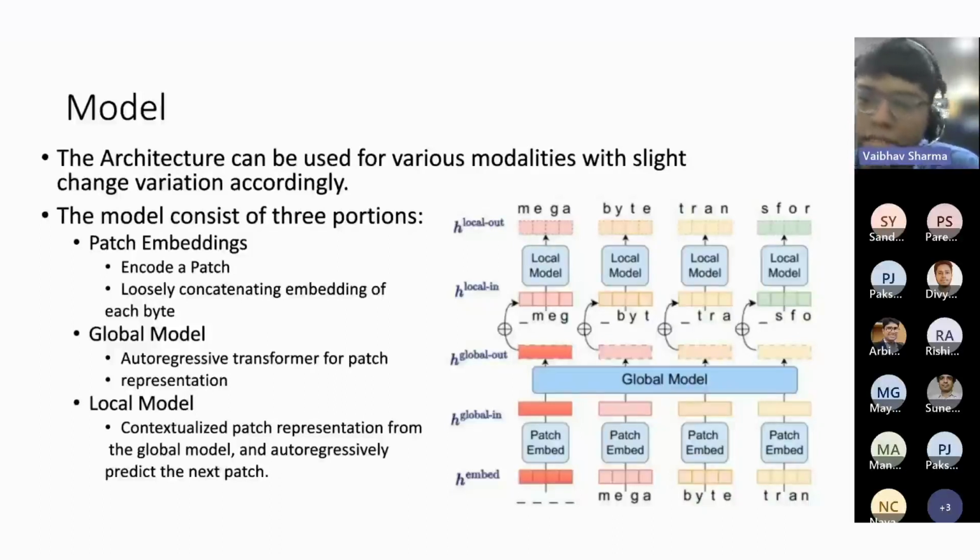Now the global model was dealing on patch level, but these local models will deal on byte level instead of patch level. These local models will contextualize these patch representations from the global model, and they'll try to autoregressively predict the next patch. Let's take an example here. Let's say this local model, in the first location, is predicting byte as an answer. So we'll start with a padding token, and then it will try to predict this token B in it. So there will be an intra-patch prediction also in this local model.